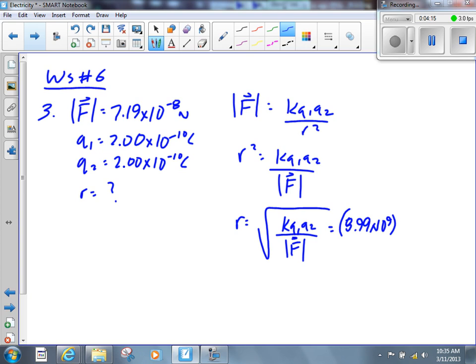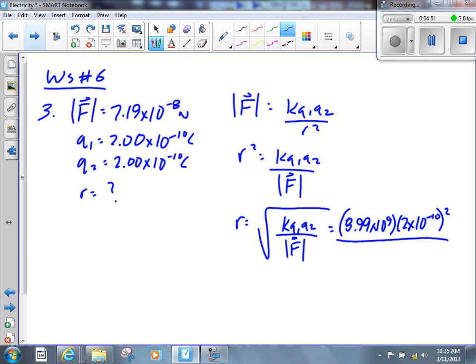8.99 times 10 to the 9 times 2.00 times 10 to the negative 10, squared. See what I just did there? Is that okay? I only did that because I ran out of space here when I'm writing, right? I could have written down, if I had space, 8.99 times 10 to the 9 times 2 times 10 to the minus 10 times 2 times 10 to the minus 10. But I ran out of space, so I put a little squared in there. Isn't that the same thing as saying 2 times 10 to the negative 10 times 2 times 10 to the negative 10? Yeah. That's fine. If you want to write it out, that's fine too.